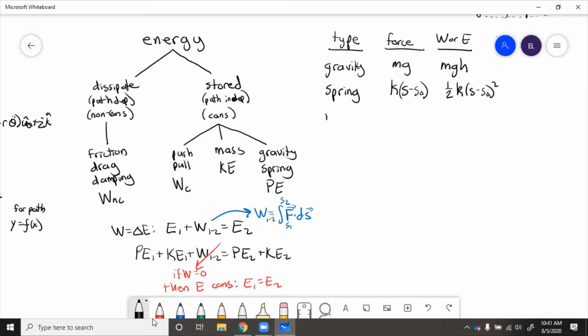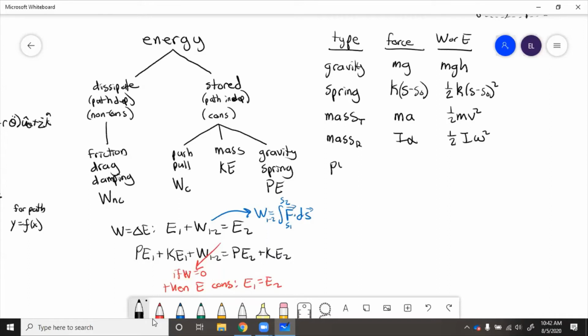Now in a mass, so that's kinetic, and if we have it translating, we know F equals ma, and so this is 1/2 mv squared. If we have a mass rotating, then really what we're getting is torque, which equals I alpha. And that kinetic energy is 1/2 I omega squared.